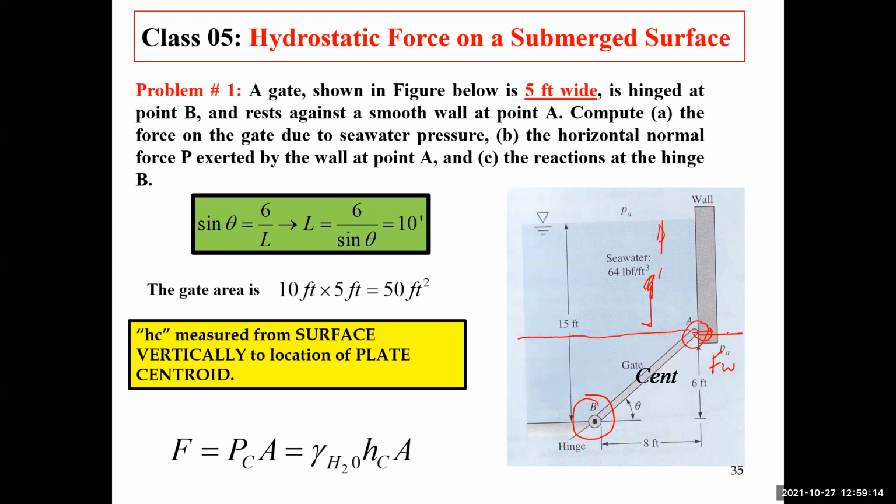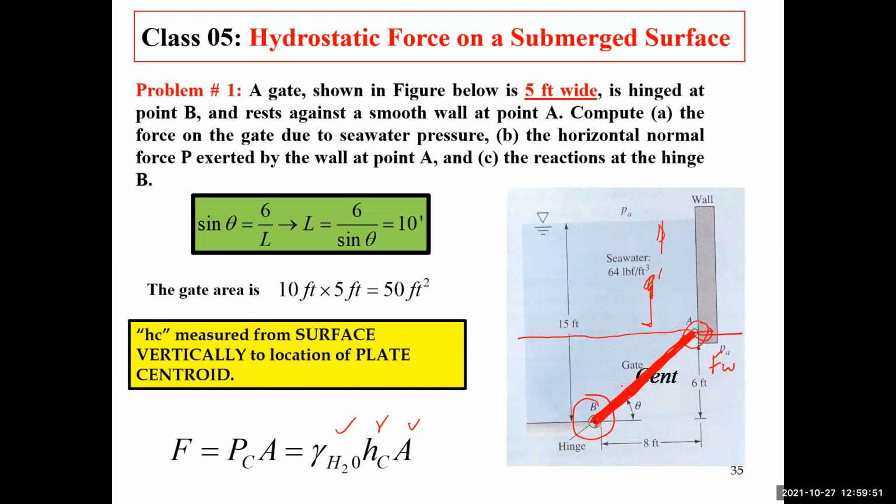We know that that's equal to gamma times H sub c times the area of the plate. We know that the gate is 5 feet wide. We need to find the value of L. We have a 3, 4, 5 triangle. The sine of theta is equal to 6 over L, or L is equal to 6 divided by the sine of theta, or L is equal to 10 feet. So this gate has a length equal to 10 feet, from geometry and trig.